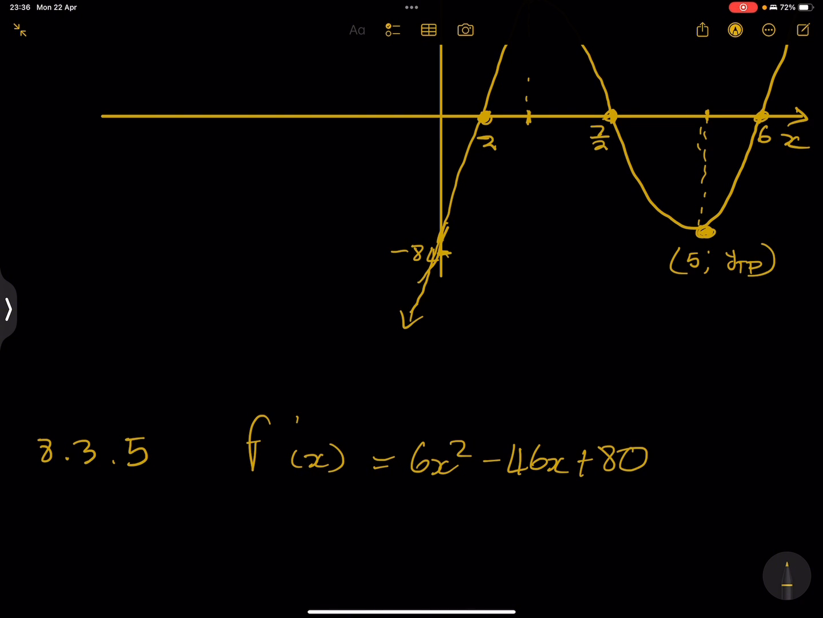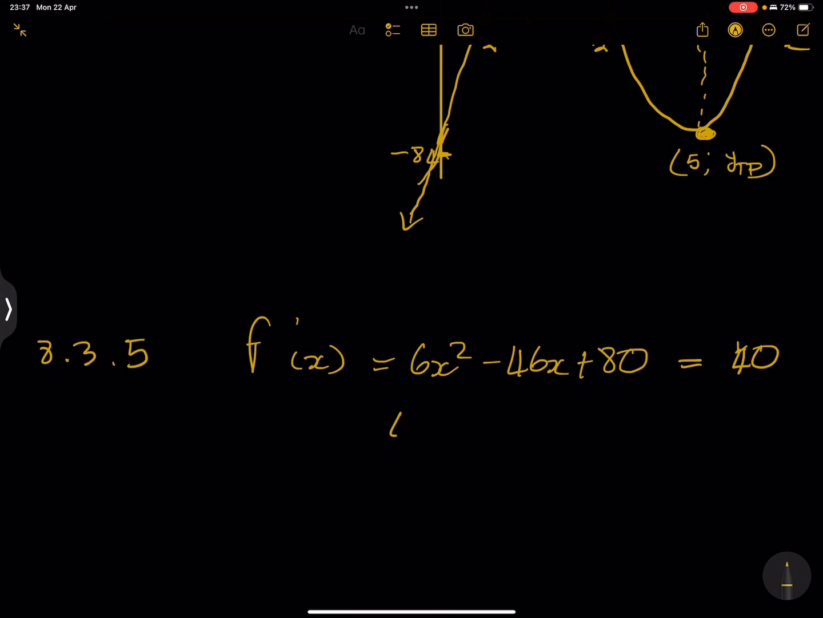Okay, and now because we're dealing with f prime in this case, we want to know where our derivative is equal to 40, which is the gradient. So let's say 6x squared minus 46x. If I take the 40 to the side, that would be plus 40, and this is equal to 0. In this case again we're going to divide by 2.